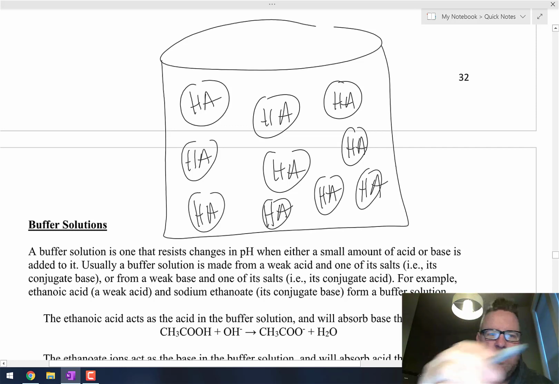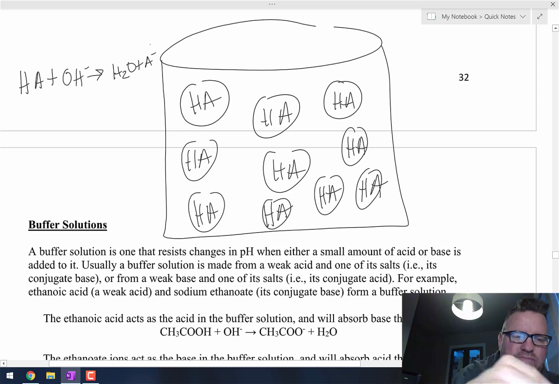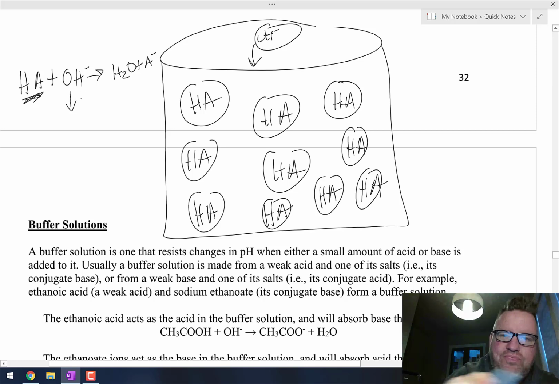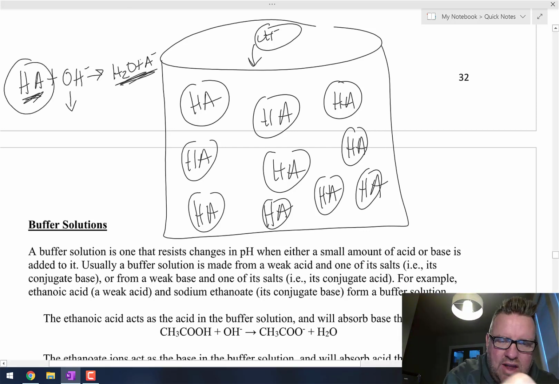You slowly start to add some base. So remember, you've got HA plus a strong base, OH minus, making H2O and A minus. But remember, you've got a lot more of this. As you slowly start to add in the OH minus ions, they react. You're never going to see any OH minus ions in there, because as soon as you put them in, they react and they're gone. Which means that, again, you're going to be left with some of this and this.